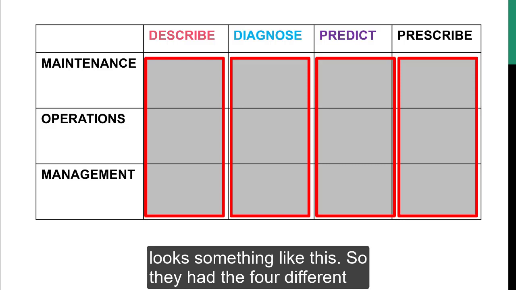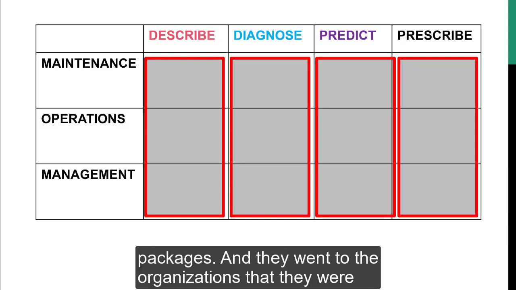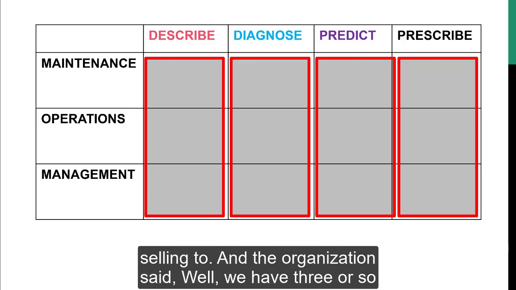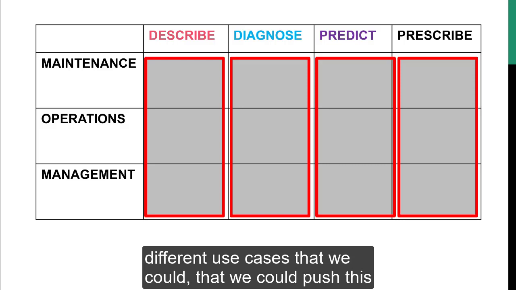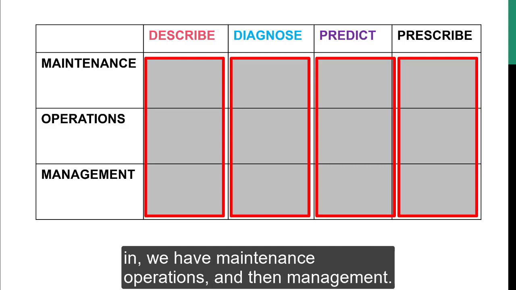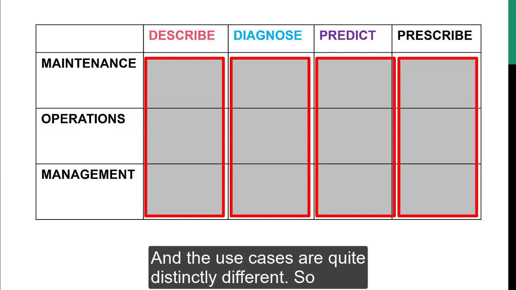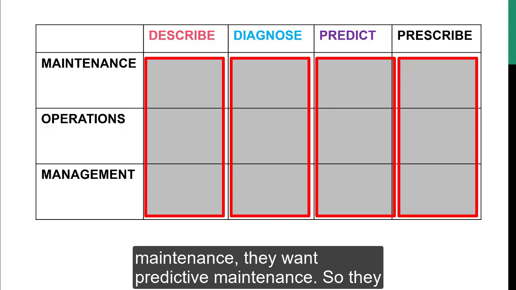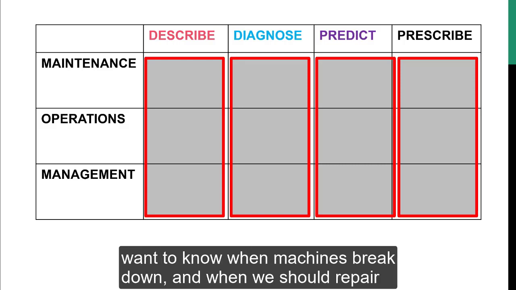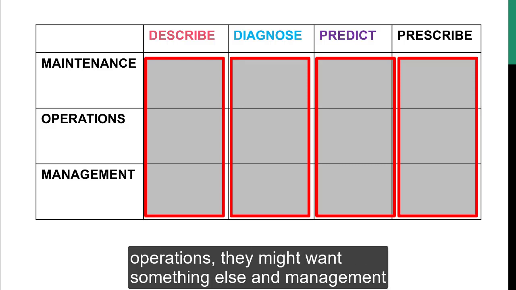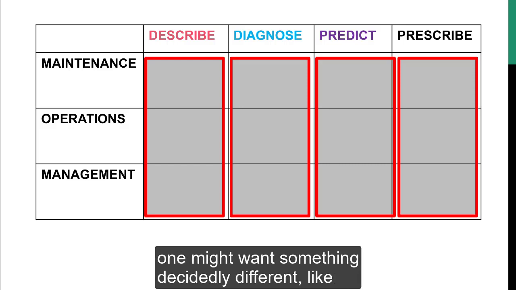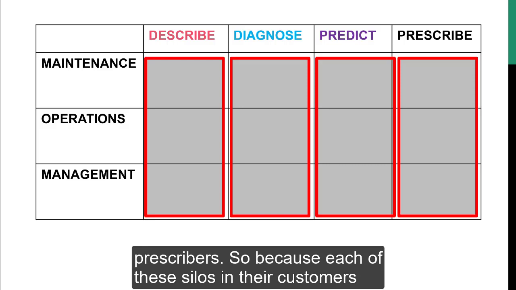So they had the 4 different packages, and they went to the organizations that they were selling to, and the organization said, well, we have 3 or so different use cases that we could push this in. We have maintenance, operations, and then management. And the use cases are quite distinctly different. So maintenance, they want predictive maintenance. So they want to know when machines break down and when we should repair them. Operations, they might want something else, and management might want something decidedly different, like prescribe or something.